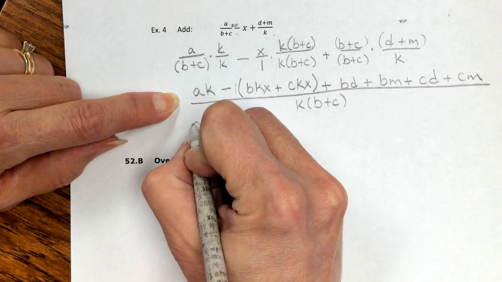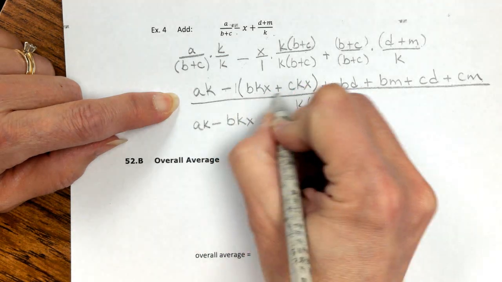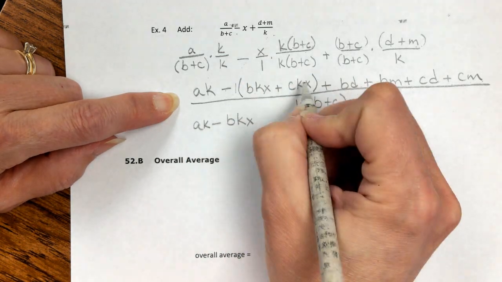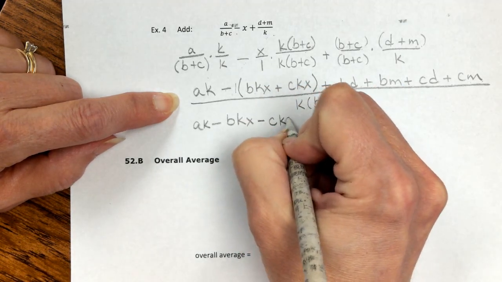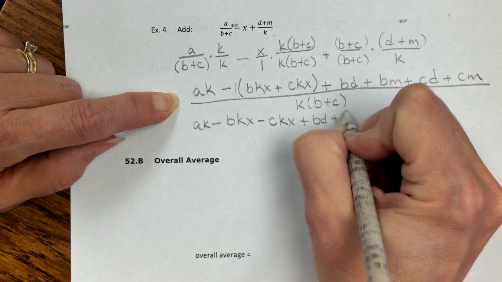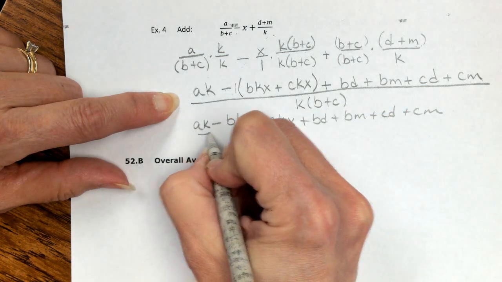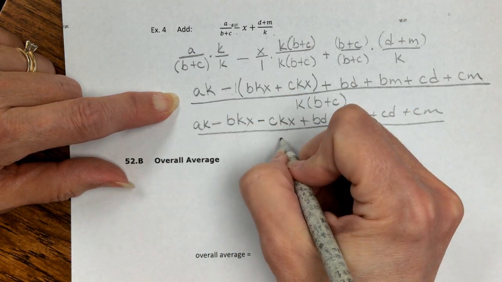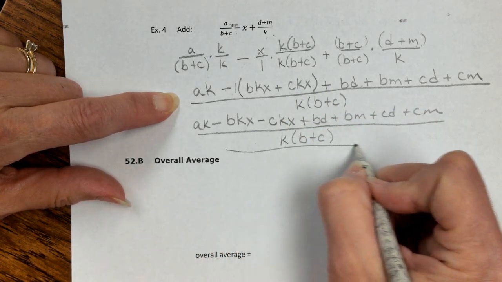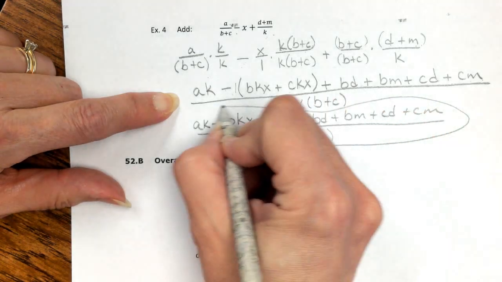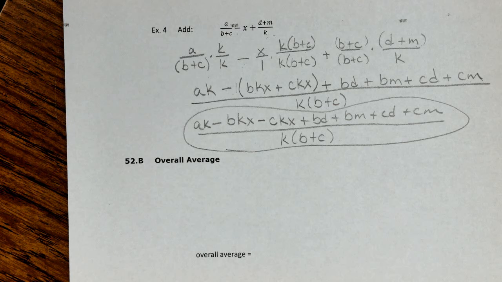So last step, ak minus bkx minus, because again it's basically a -1 times this also, because we're distributing it, minus ckx plus bd plus bm plus cd plus cm, all over our common denominator. And you don't have to distribute the denominator. We always do the numerator though to see if we have like terms to add. And there we are. That is the end of part A.